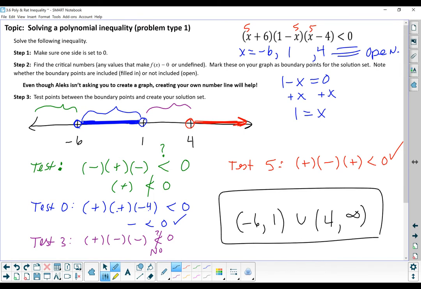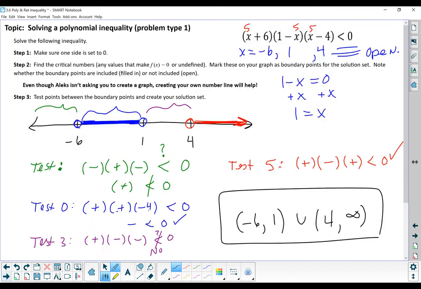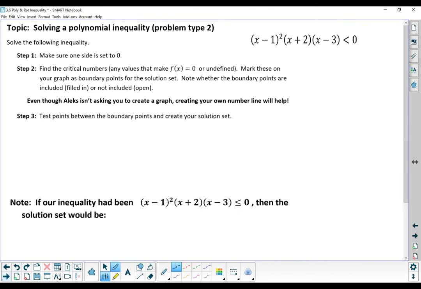Now, you might have noticed on these last two examples that the regions are alternating: yes, no, yes, no, yes, no, yes. But please do not assume that they will always alternate. So here's an example of when it would not alternate. This one has four factors, strictly less than 0 again. So our critical numbers are 1, -2, and +3.